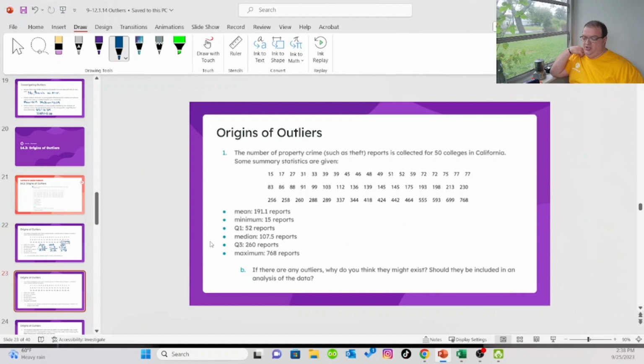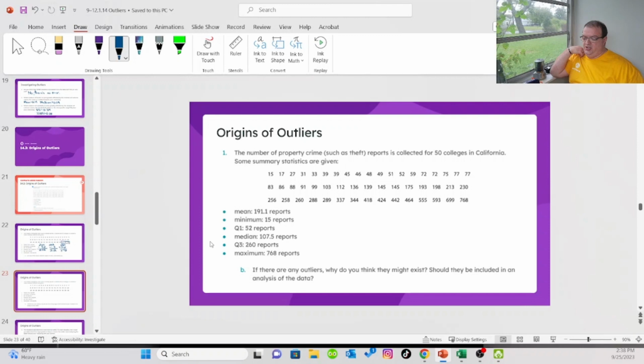Part B, if there are any outliers, why do you think they might exist? Should they be included in an analysis of the data? So in this case, we're talking about property crimes for 50 colleges in California. If I was trying to figure out why we had outliers, I would assume that those colleges would be located in much higher population areas. So maybe Los Angeles, San Diego, San Francisco, something like that.